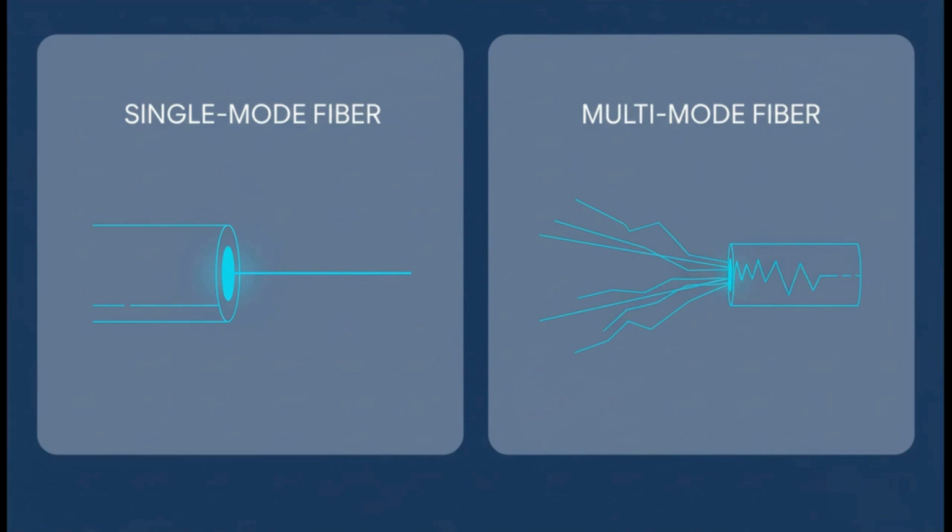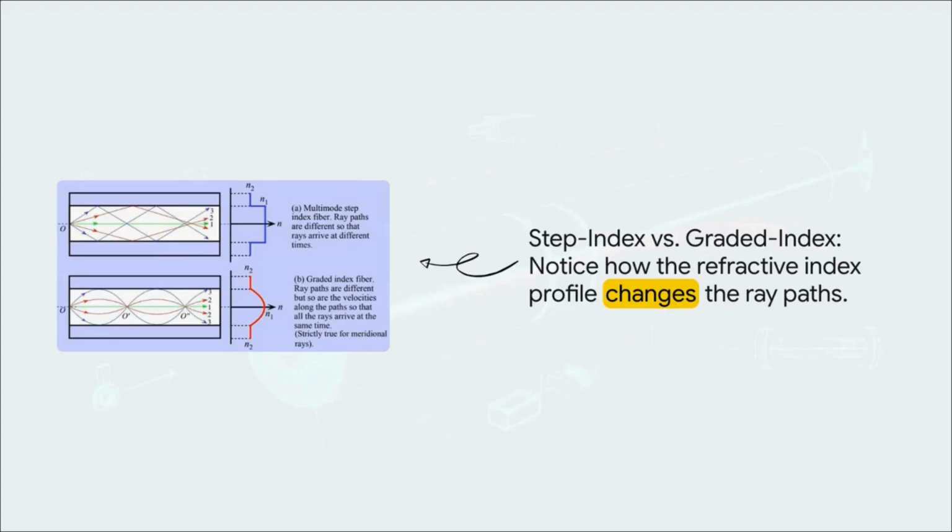Multi-mode, on the other hand, has a much bigger core, which lets the light bounce around in lots of different paths. It's great for shorter runs, like inside a data center, but over long distances, all those different path lengths cause the signal to get all smeared out. And this visual just shows another brilliant design trick. Look at the top diagram, the step index fiber. You see that sharp change in the refractive index? The light rays that take those longer zigzag paths are going to arrive later.